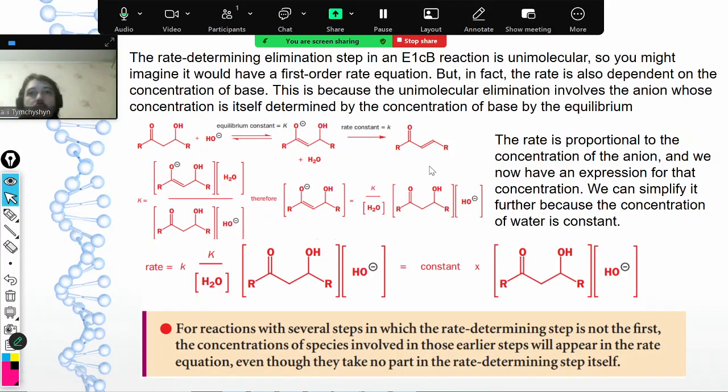So for reactions with several steps in which the rate determining step is not the first one, the concentration of species involved in those earlier steps will appear in the rate equation, even though they take no part in the rate determining step itself. Well, because they determine the concentration of the chemicals that take part in that rate determining step. So that's a crucial thing to notice.